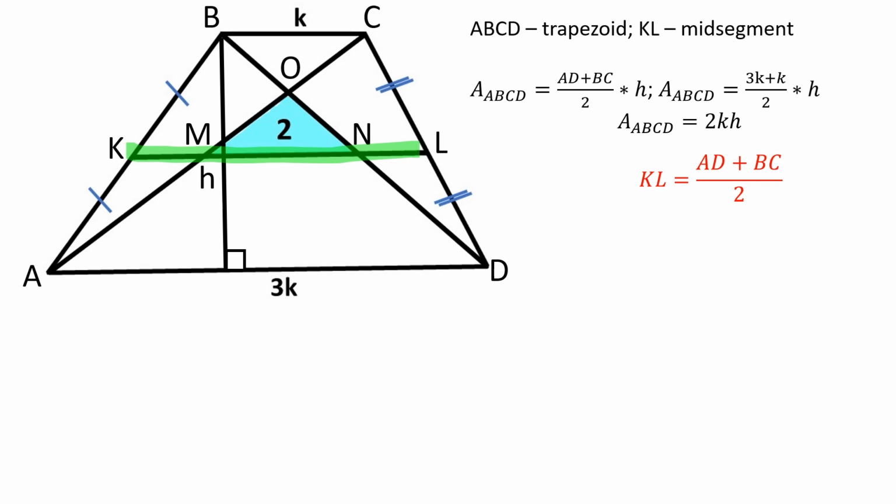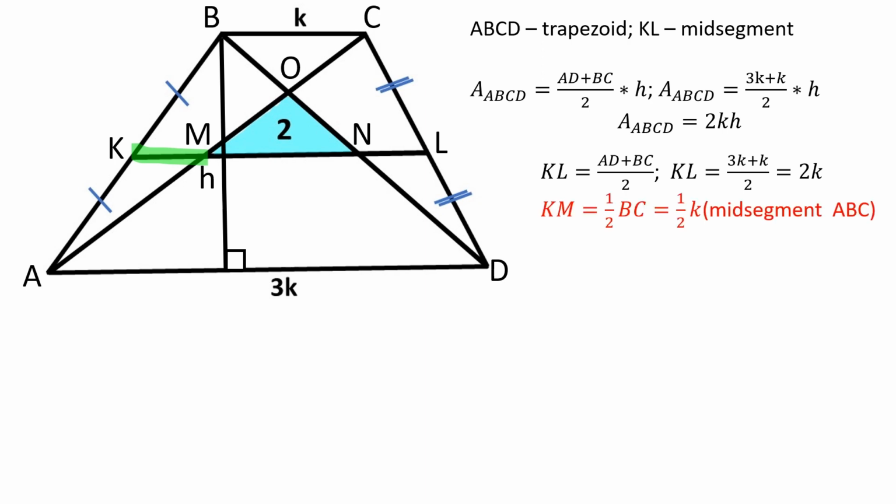The mid-segment of a trapezoid is equal to half the sum of its bases. KL is equal to 2K. KM is the mid-segment of the triangle ABC. KM is equal to half of BC, which is half of K.